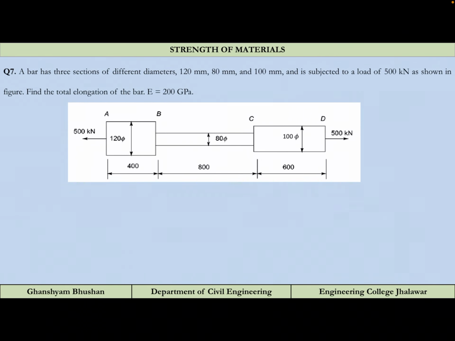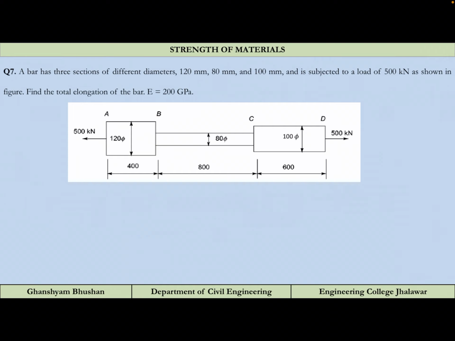Now let us try a non-prismatic bar. Up to now we have seen the prismatic bar, that means the cross section area was constant throughout the length, but in this question a bar has three sections of different diameters, 120 mm, 80 mm and 100 mm as shown in the figure, and is subjected to a load of 500 kilonewton as shown in the figure. Find the elongation of the bar. E is given as 200 GPa.